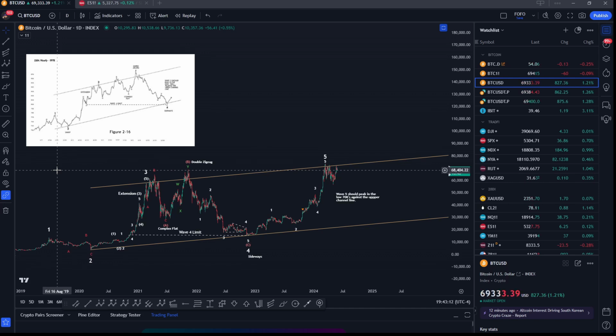It is figure 2-16 in the book, where it's essentially talking about depth of correction, the guidelines. Specifically, what this paragraph is referring to in depth of correction is that a fourth wave typically ends near the terminus of the fourth wave of prior degree, which in this case would be this extension.